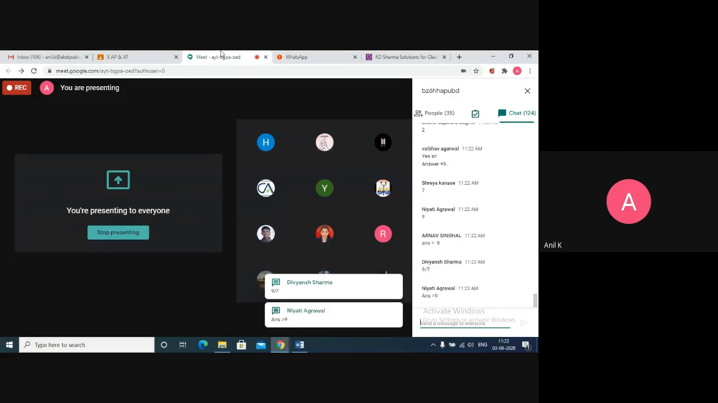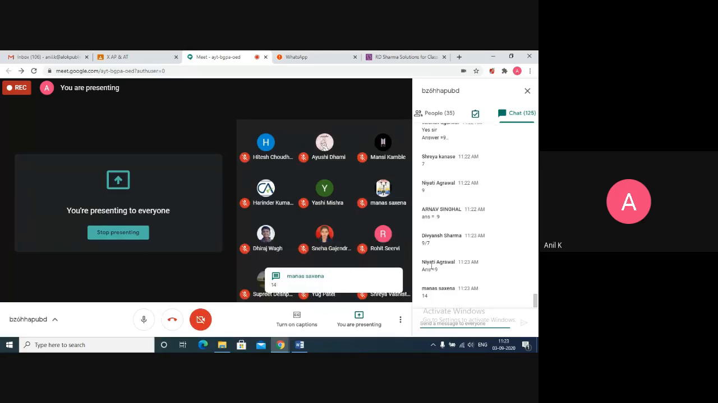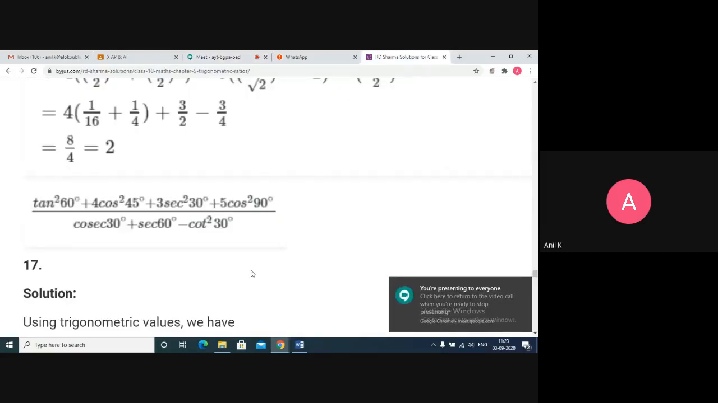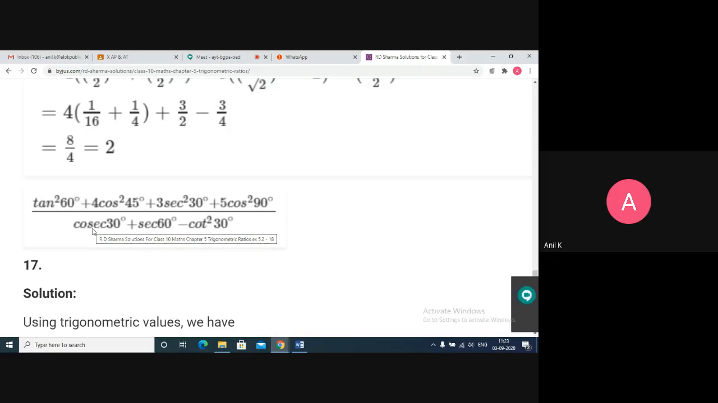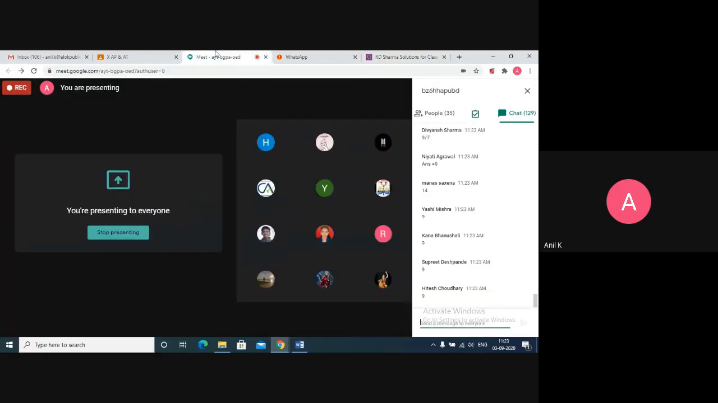Arnav has given 9. Divyansh has given us 9 by 7. Divyansh, check the denominator once. Manas, you also check your answer. I think the answer is 9. The denominator will come as, because cosec 30 is 2, then sec 60 is also 2, 2 plus 2 is 4. And it is cot 30. Cot 30 value is root 3. Root 3 whole square is 3. So 4 minus 3 is 1. It's a minus sign, so you got 7 maybe because you took it as plus. So the answer is going to be 9. Perfect.